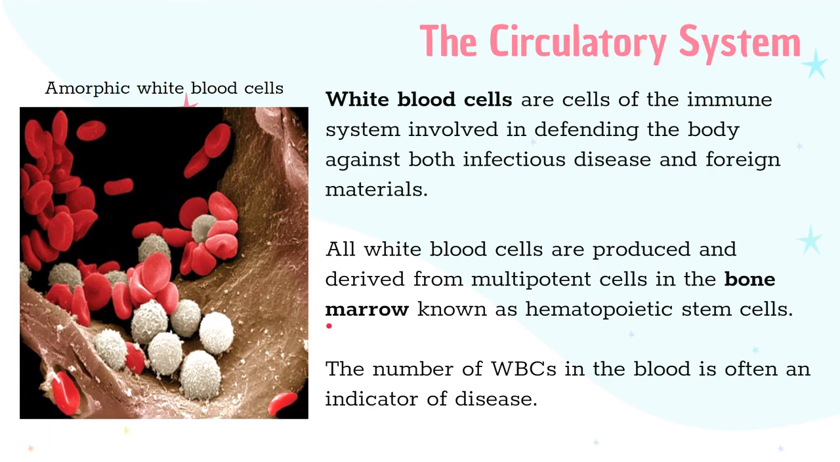Some of them die along the way, so they become the pus in your wound. So whenever you have a wound and you see pus around it, those are the dead white blood cells. They died fighting for you.